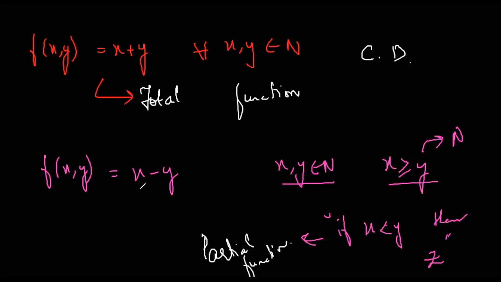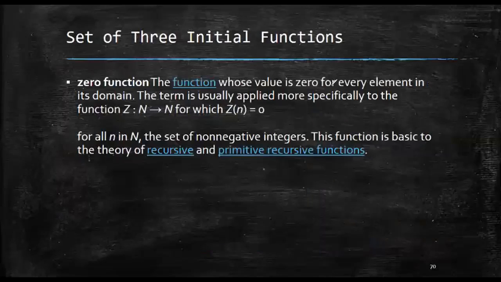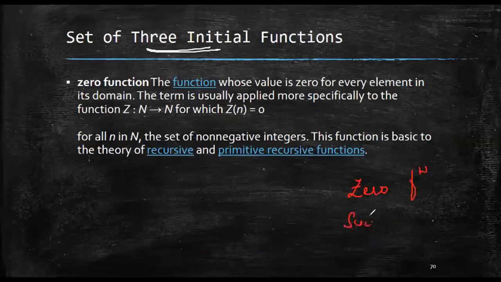Now with respect to this, every total function of n variables is given by a set of 3 initial functions. So we have a set of 3 initial functions. I'll give the names first and then we will see each of them individually. So first is the zero function, then we have the successor function, and then finally the projection function.